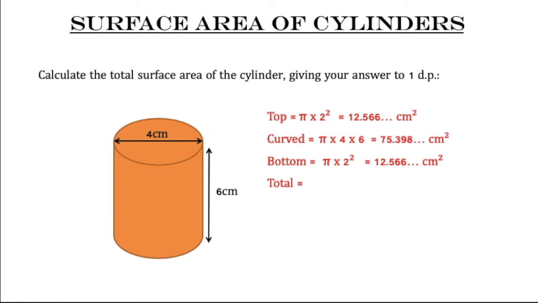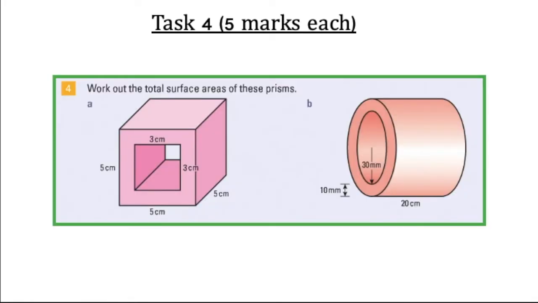And then add them all together to get the total surface area of a cylinder. And then that's your answer. That brings us to task 4, which is worth 5 marks for each of these. So you're going to work out the surface area of these prisms, that one and this. So on task 4 you have A and B, 5 marks each, 10 in total.